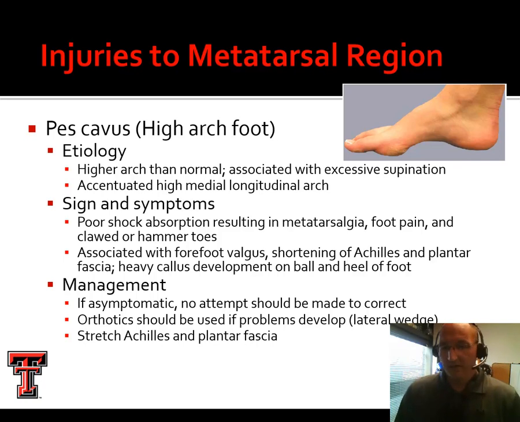Again, if this is asymptomatic, leave it alone. Sometimes you can cause problems by trying to address this, so just keep an eye on it. Orthotics can be used. A lateral wedge can help with this condition, and because of their excessive supination, we want to make sure we stretch the Achilles and the plantar fascia.